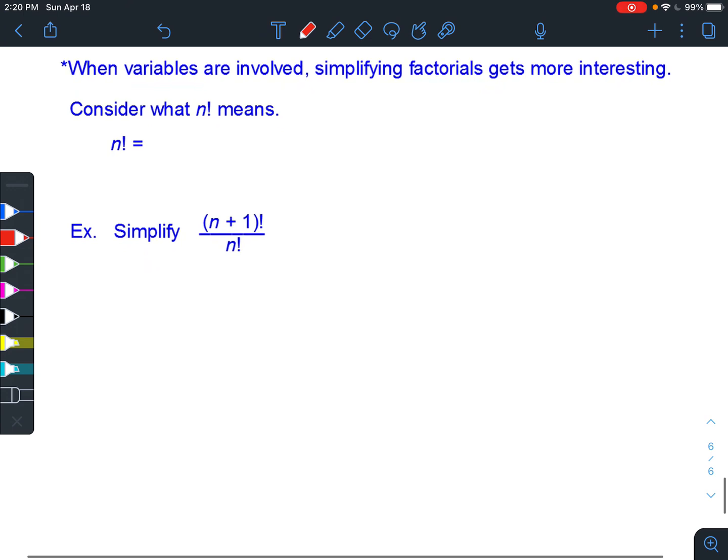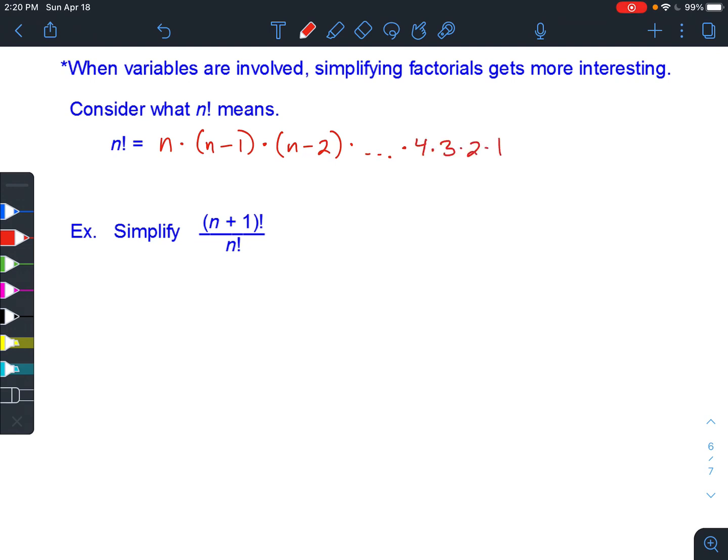All right, now as it says here, when variables are involved, simplifying factorials gets a little more interesting. If I consider what n factorial means, I'm going to multiply the starting number, n, times whatever is 1 less than that, n minus 1, times 1 less than that, n minus 2, and I can basically just keep going for a while. Pardon my ellipsis right there after a times sign. Starting with whatever n was, I'm going to assume it was kind of big, we eventually multiply down through 4 times 3 times 2 times 1. Importantly, notice it's n times 1 smaller than n times 2 smaller than n, etc.